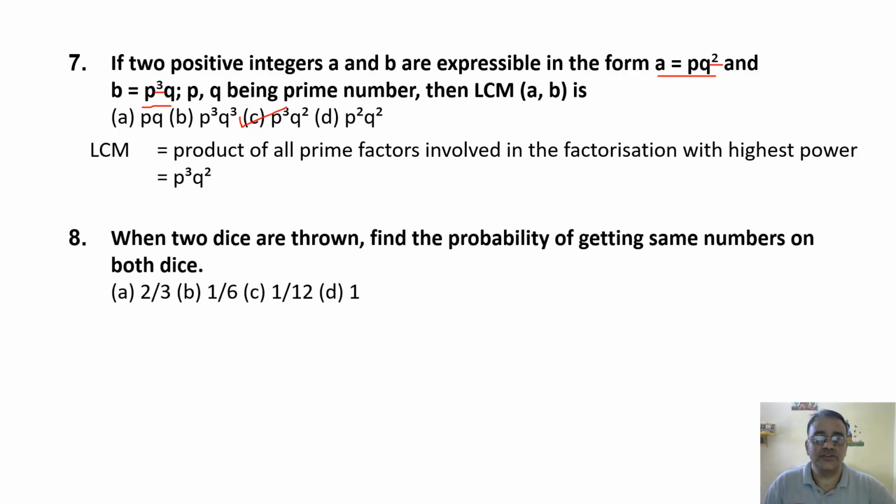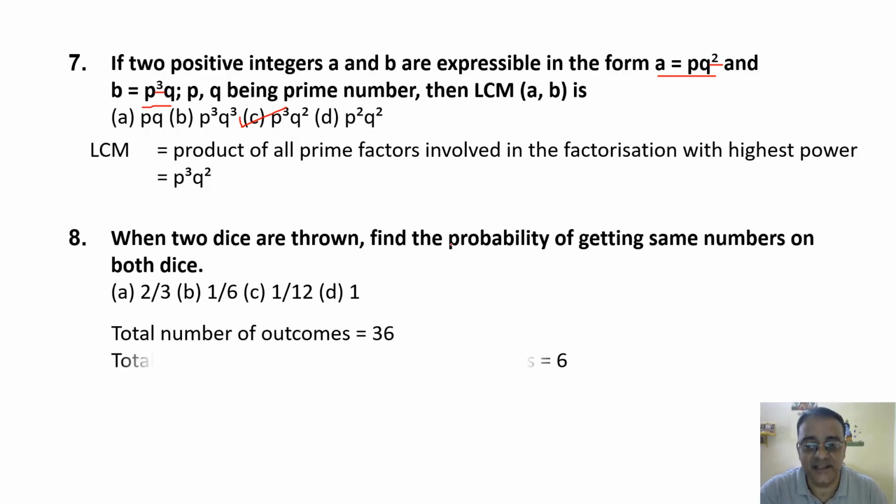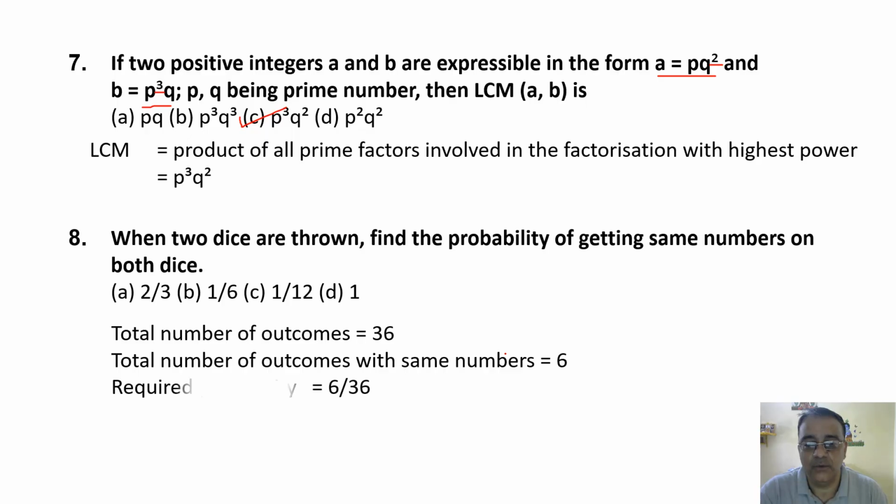Now the next question, question number 8. When two dice are thrown, find the probability of getting same number on both the dice. So total number of outcomes is 36 and the total number of outcomes with the same number is 6 and the required probability is 6 upon 36, that is 1/6. And the correct option is option B.